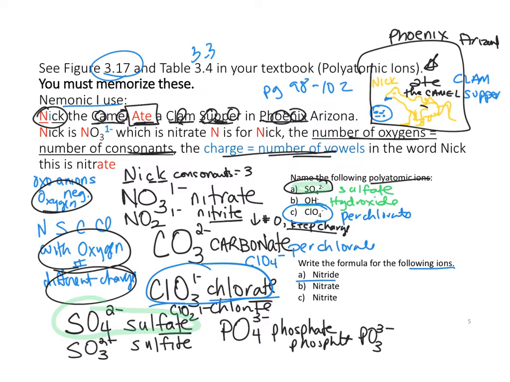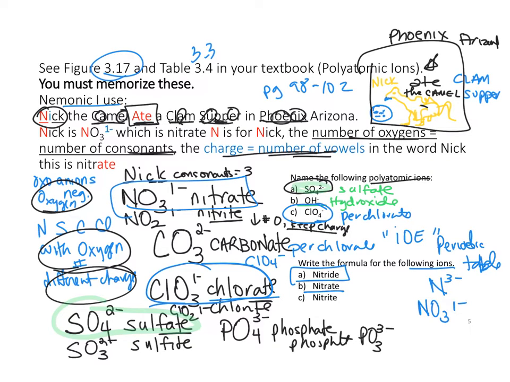Okay, write the formula for the following ions. Now, folks, you have to know this, okay? I'm going to put it in capital letters. When something ends in IDE, that's from the periodic table. So whenever you see IDE, you don't memorize these polyatomic ions, you need to look at the periodic table. And so nitride is nitrogen. You find nitrogen, it's not the oxoanions, and it's in the 3 minus column. So that's nitride. Nitrate, this here, NO3, 1 minus. Nitrite is NO2, 1 minus.